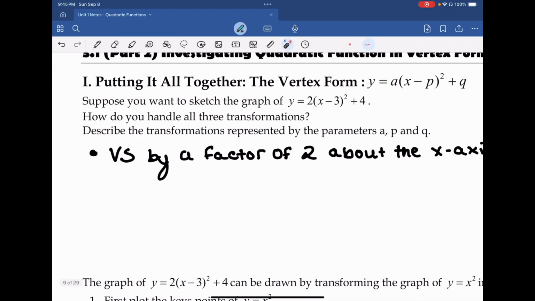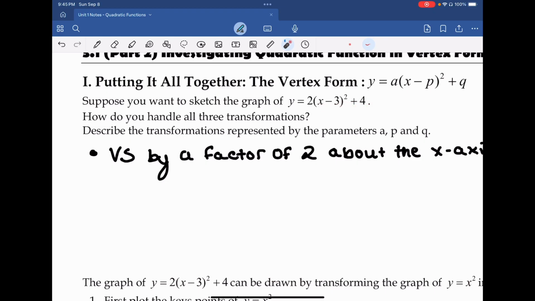Now we want to look for the reflection. Is there a negative value here? No. So in fact, the graph is going to continue to open upwards because we don't see this reflection about the x-axis. So we move to our translations. We have both a horizontal translation and a vertical translation.